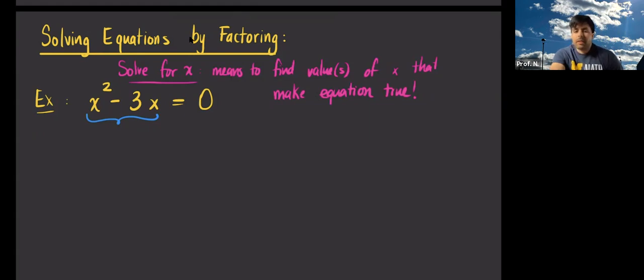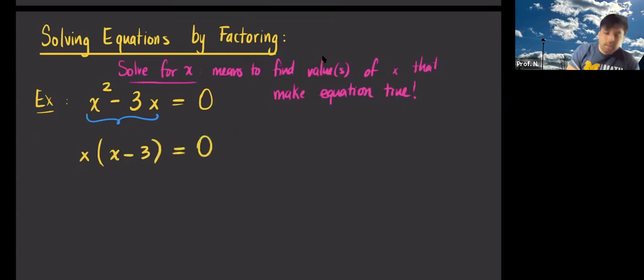I can factor out an x. That's right. So the GCF here is x. And I'm left with x minus 3 equals 0. Now, what happens here?